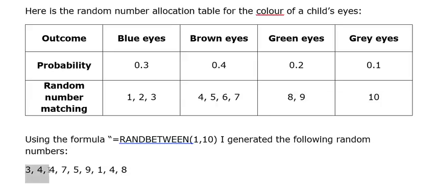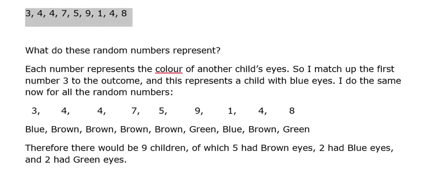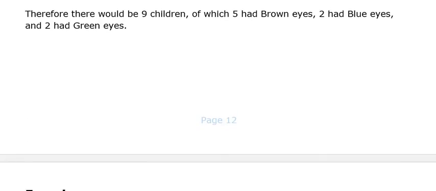So from these 1, 2, 3, 4, 5, 6, 7, 8, 9 children that I've simulated, there were 2 children there that had blue eyes, there was 2 children there that had green eyes, and there were 5 children who had brown eyes. So in this group of children there weren't any children that had grey eyes. So that's what I need you to know, what each of these numbers represent in terms of the situation.